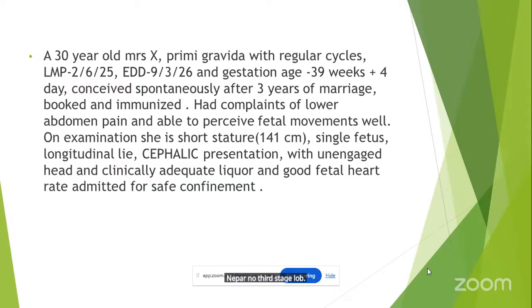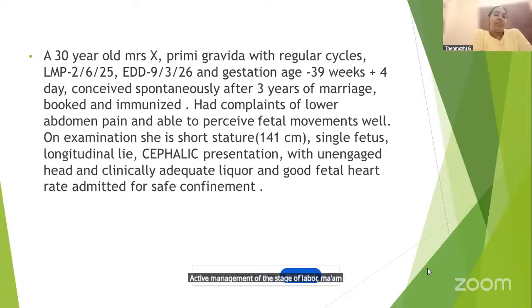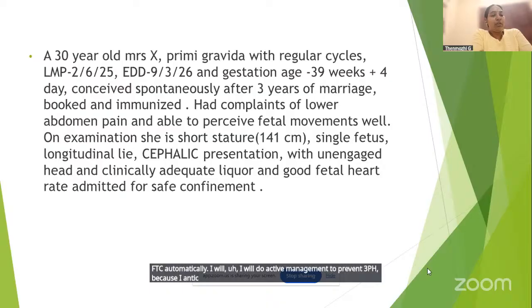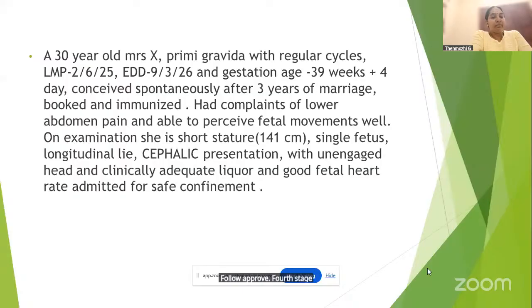What do you have to follow? You have to say what you normally do. Active management of third stage of labor, ma'am. I will do active management to prevent PPH because I anticipate PPH. I will be watchfully expectant to see whether further bleeding is there. Okay. Injection oxytocin. Then fourth stage of labor.